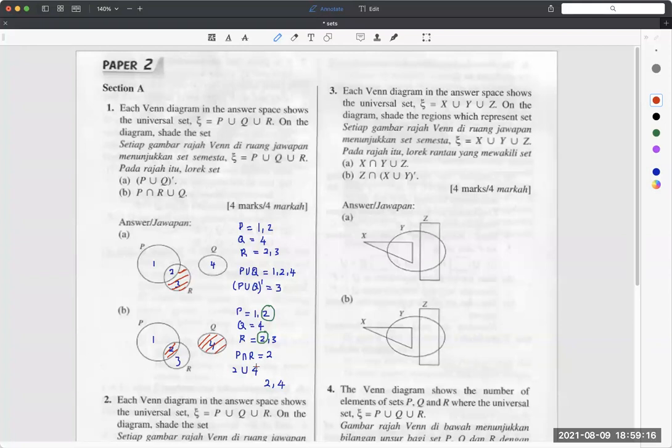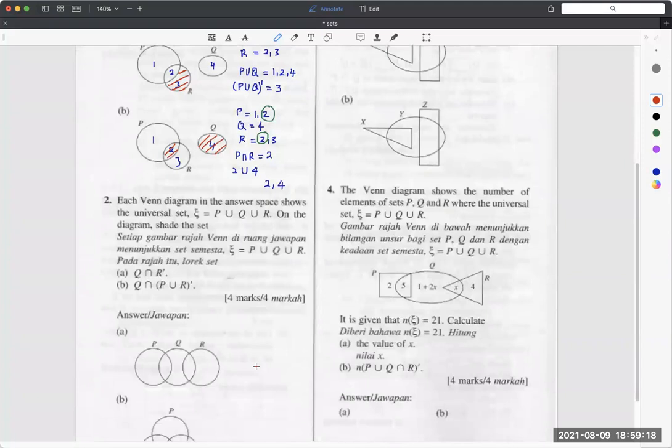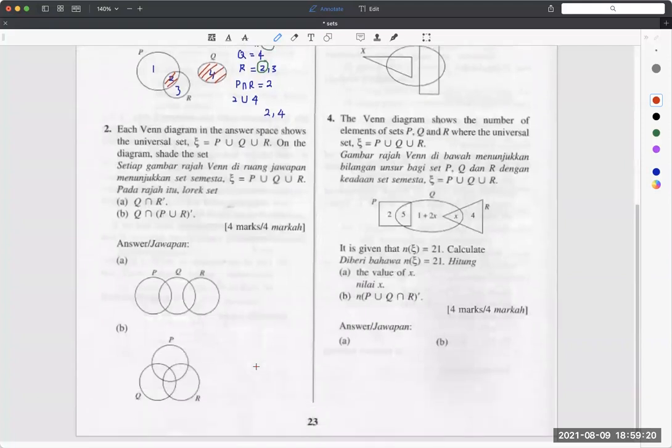Okay, let's have a look at question number 2. Let's label. We label 1, 2, 3, 4, 5. Right? So we write here: P equals 1, 2. Q equals 2, 3 and 4. R is 4, 5. Okay, so now we look at the question.